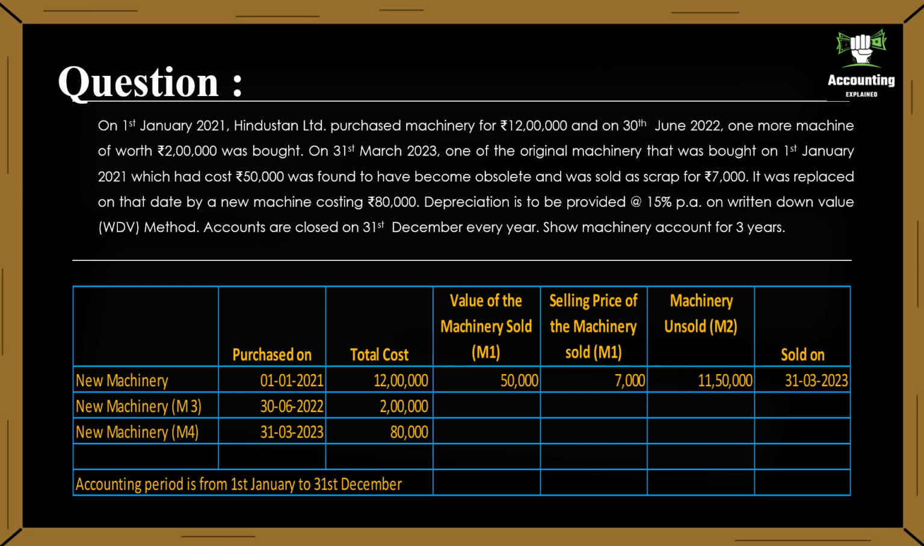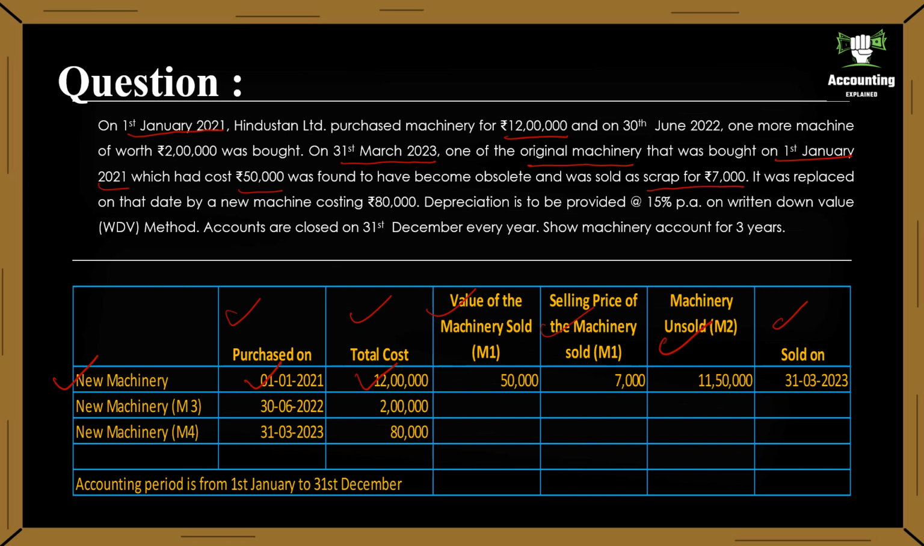Before proceeding further, I want you to understand this table which I have created. This table consists of the columns such as purchased on, total cost, value of the machinery sold, selling price of the machinery sold, machinery unsold and sold on. First, on 1st January 2021, 12 lakhs worth of machinery was bought. So new machinery purchased on 1st January 2021, 12 lakhs. What happened? On 31st March 2023, one of the machinery that was bought on 1st January 2021 had a cost of 50,000 and was sold as a scrap for 7,000.